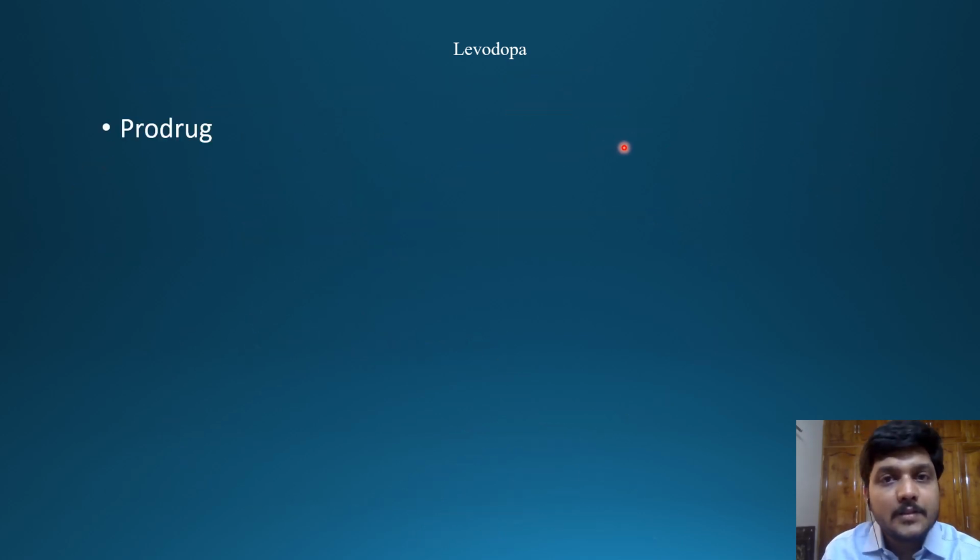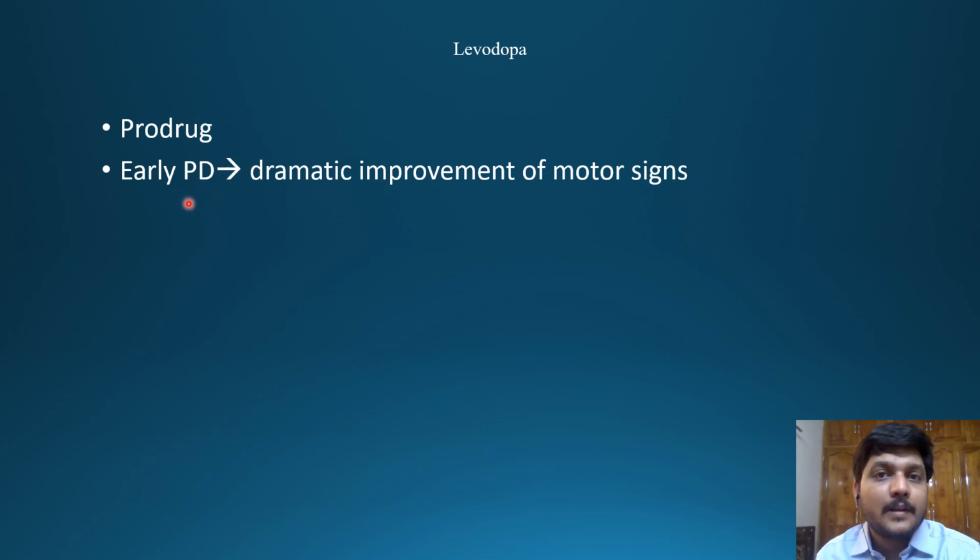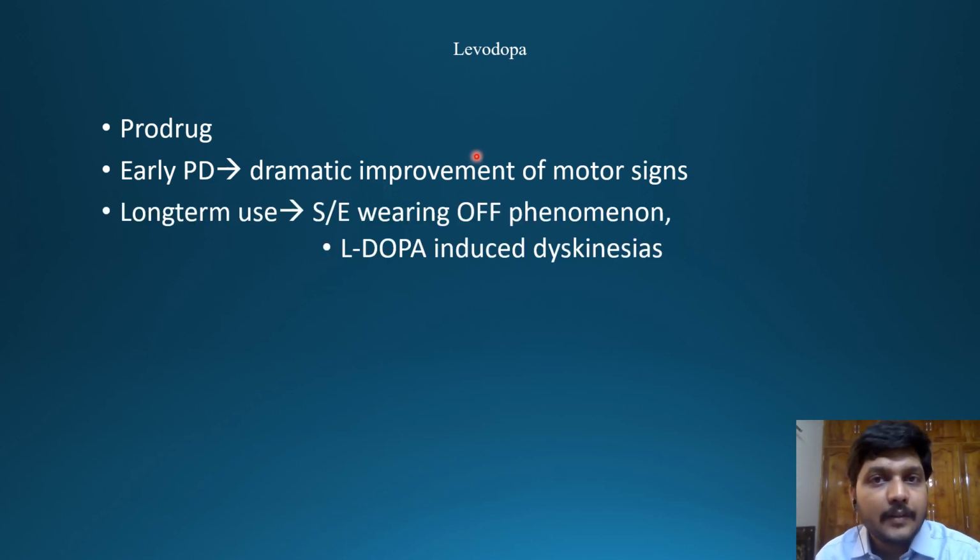And some more points we should remember about this levodopa. As we know, it is a prodrug. It needs to be activated. If a patient is having early Parkinson's disease, we can see there will be a dramatic improvement in the motor signs when giving this levodopa. It is a very fine drug, but the main challenge is this wearing off phenomenon. It is the main side effect we see with long term use of levodopa. At least it takes some months to years to see this wearing off phenomenon and levodopa induced dyskinesias.